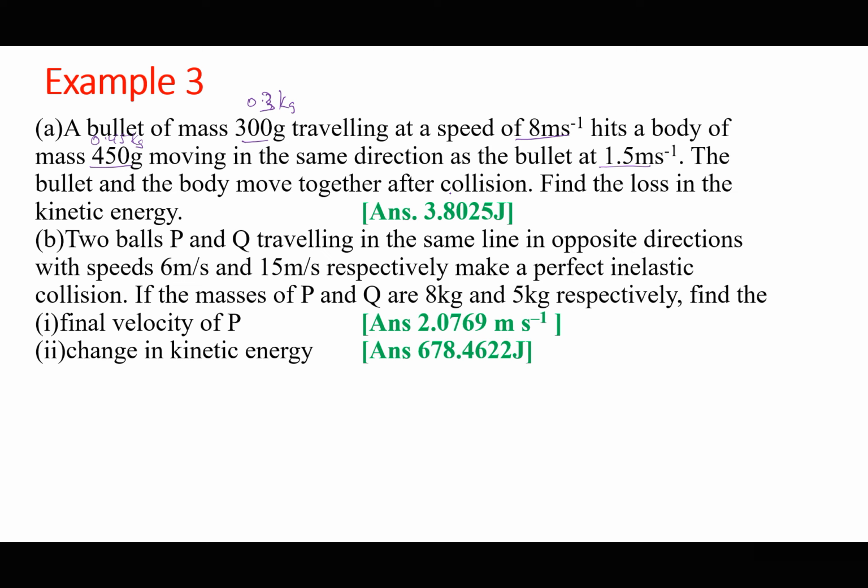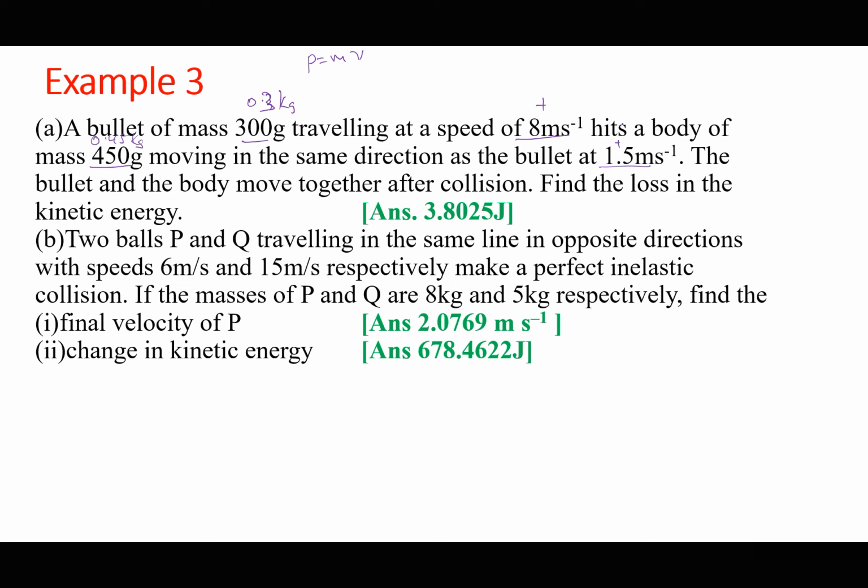Okay, so we use conservation of momentum, because the bullet is hitting another body which is moving in the same direction, and they move together after the collision. So first of all, I need to find the velocity with which they move after the collision. Total momentum before collision: remember momentum is mass times velocity, and they were moving in the same direction, so both velocities are in the same direction.